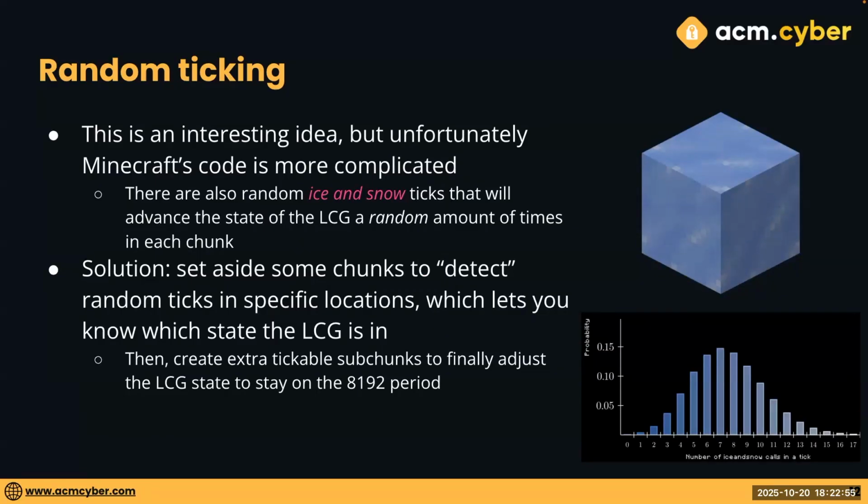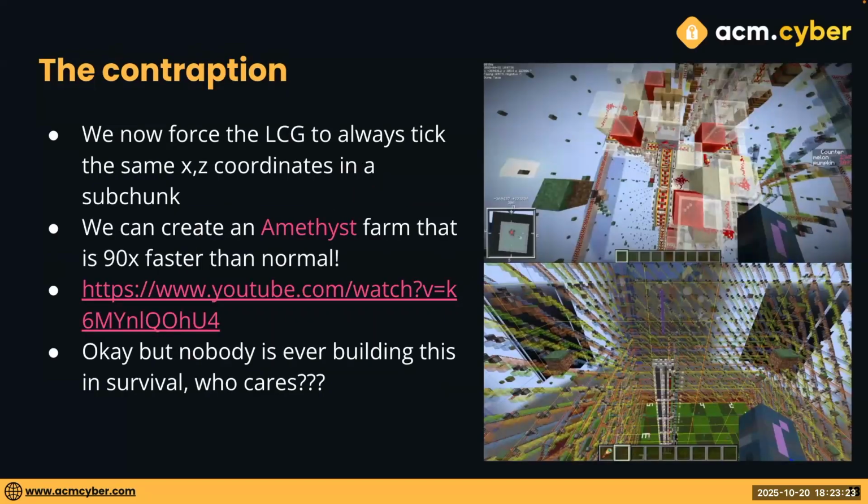There are also other random ticks that affect the state of the LCG called ice and snow ticks. So what you have to do is create a device that detects the number of random ticks that happen in the world, detects how different that is from the number 8,192, determines from that what state the LCG is in, and then adds or removes extra subchunks to get the number back to 8,192. This is very complicated. There's a YouTube video that goes over that, which is what I got my inspiration from.